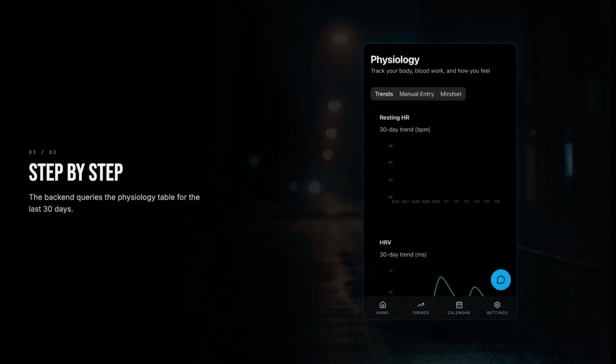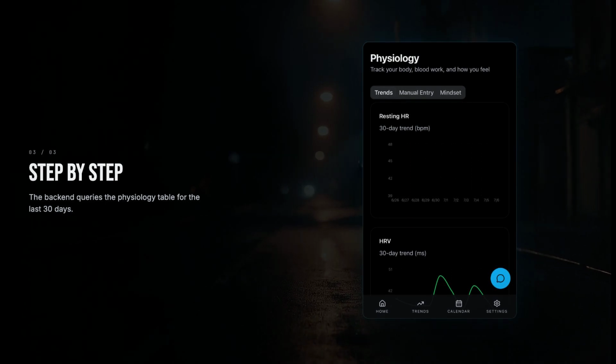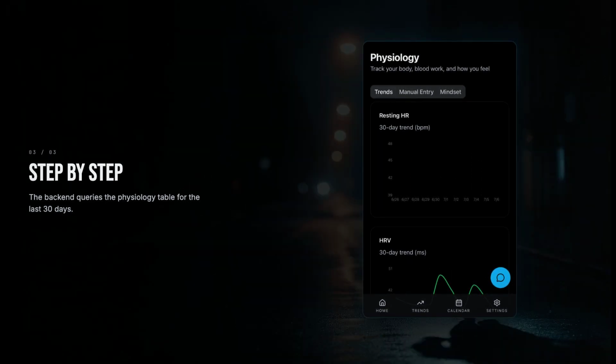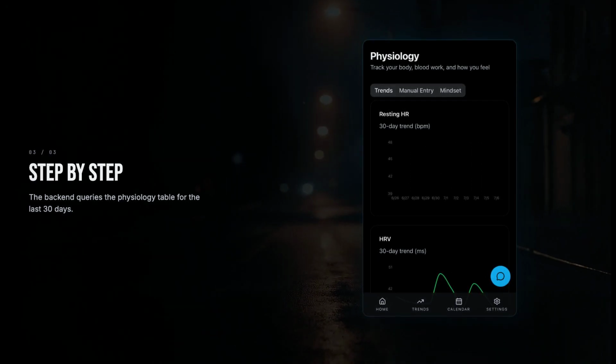The backend queries the physiology table for the last 30 days. Each row was originally created by normalized sleep entry, normalized body entry, or normalized daily entry from Terra webhooks.